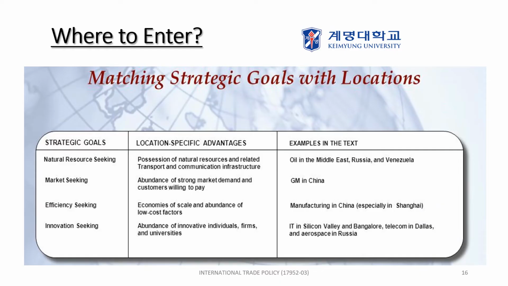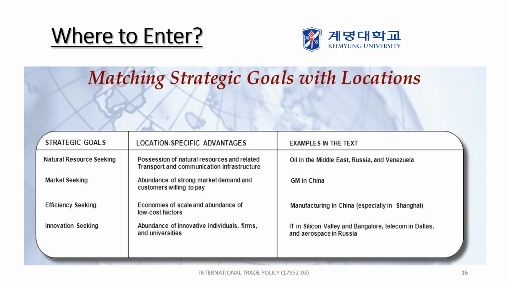After knowing the different motivations of a firm to go global, let us answer the question of where to enter. The answer is we have to match our strategic goals with location. So if our business is related to natural resource seeking, you have to locate in a specific area wherein you have an advantage, like natural resources and related transportation and communication infrastructure, like oil in the Middle East and Russia and Venezuela.